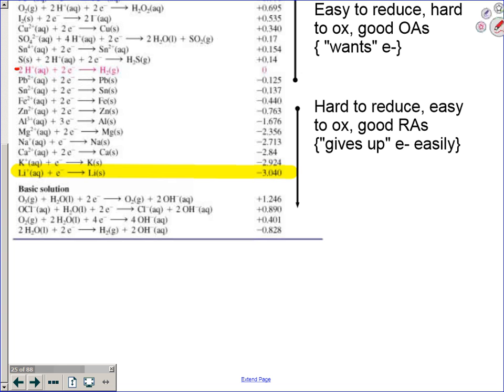No, so lithium's pretty low at a -3, which means that it's not likely to be reduced, meaning it's likely to be oxidized, which means it's likely to give up electrons. We know that oxidized means it gives up electrons. And then there's hydrogen here as our comparison point in the middle. Good here? Yeah.